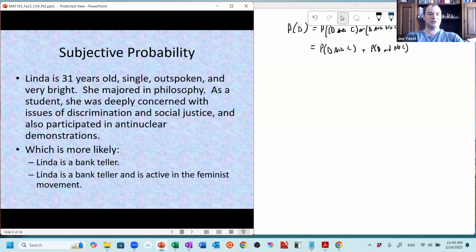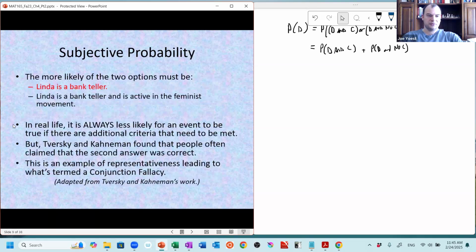Linda is 31 years old, single, outspoken, and very bright. She majored in philosophy. As a student, she was deeply concerned with issues of discrimination and social justice. She also participated in anti-nuclear demonstrations. Which is more likely: that Linda's a bank teller, or Linda's a bank teller and is active in the feminist movement? Now, it has to be true that the more likely of the two options is that Linda's a bank teller.